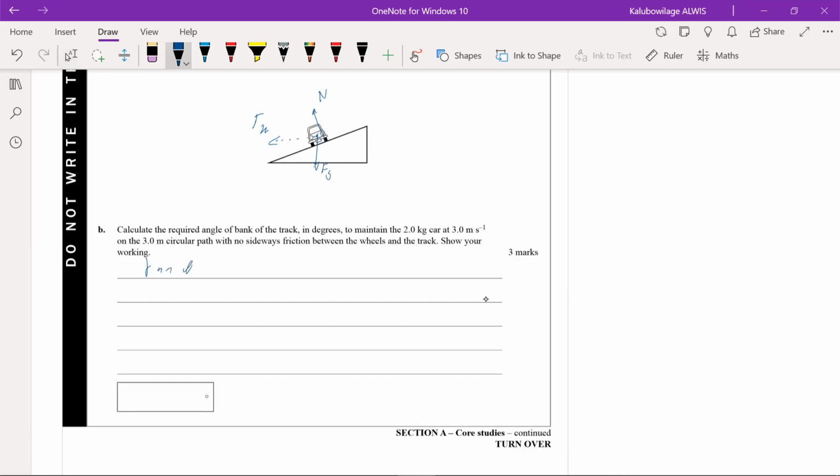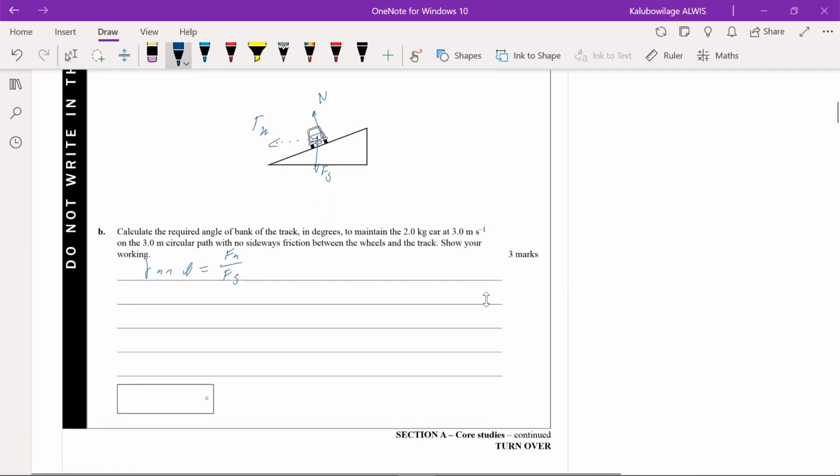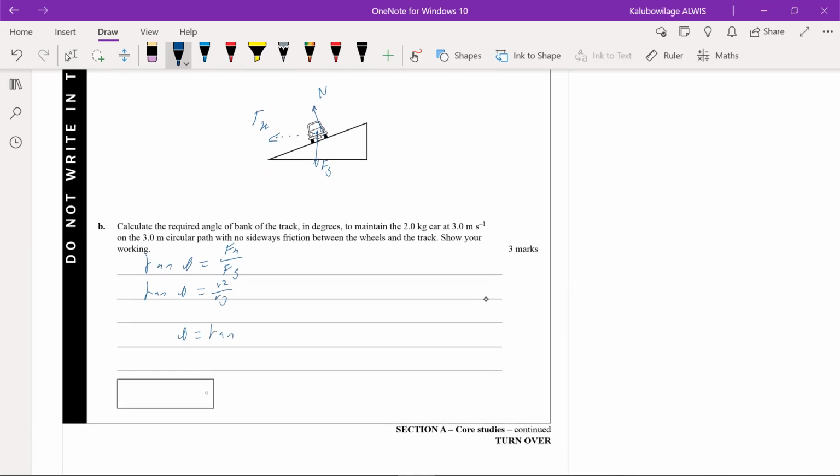So let's find tan theta equals the resultant force, the centripetal force, over the weight force, which after you substitute everything in, comes to tan theta equals v squared over r g. I just used that from the start. Yeah, so tan theta equals v squared over r g, which is 17 degrees.